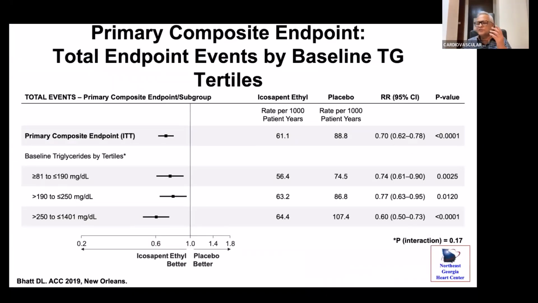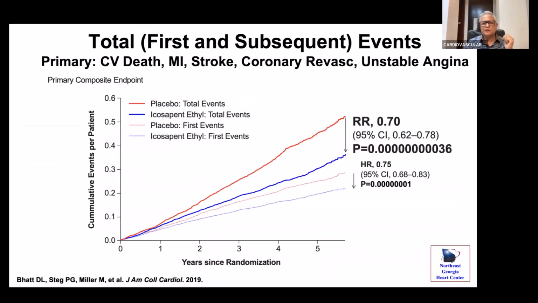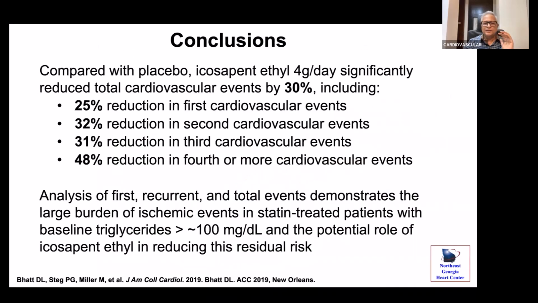So if we have a triglyceride increase, like Indians typically have due to insulin resistance, we use icosapent, and the icosapent REDUCE-IT trial has clearly demonstrated that it reduces events significantly. It reduces the first event by 25%, second event by 32%, third event by 31%, and fourth event by 48%. And icosapent is available in India, and we can use that.